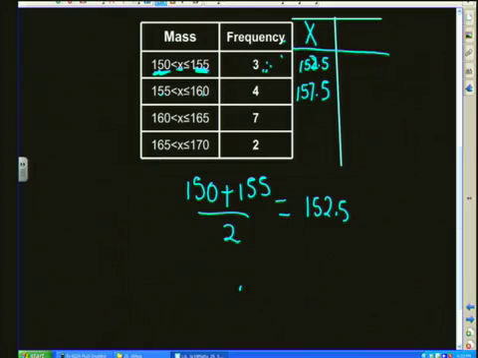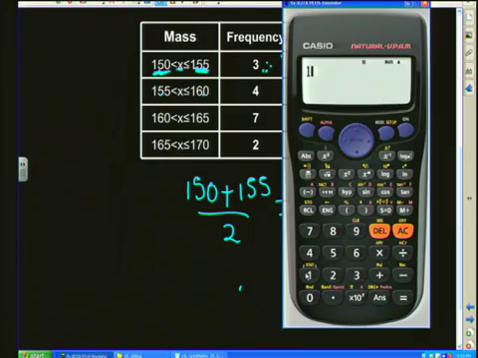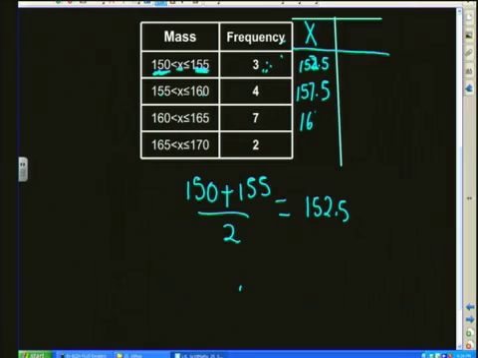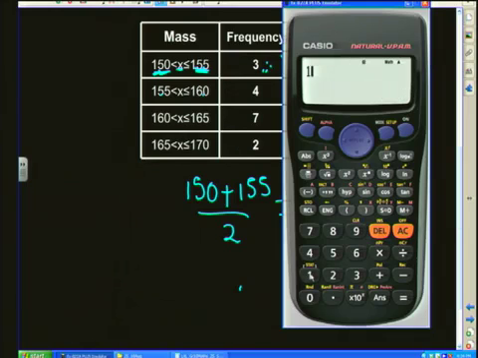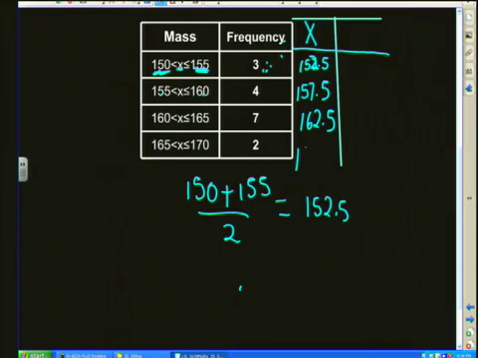Okay, and then the third one is going to be 160 plus 165 divided by 2. That gives us 162.5. And then lastly, we've got 165 plus 170 divided by 2. 167.5.